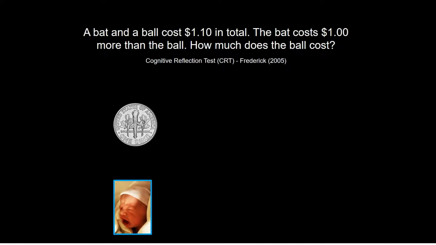But if you think about it a little bit more, you might realize that 10 cents is not actually right. Because if the ball costs 10 cents, then the bat would cost $1 more than the ball, which means that the bat would cost $1.10. And when you added them up together, they would be $1.20, not $1.10. I realize I didn't actually write it out here, but just to be clear about it.